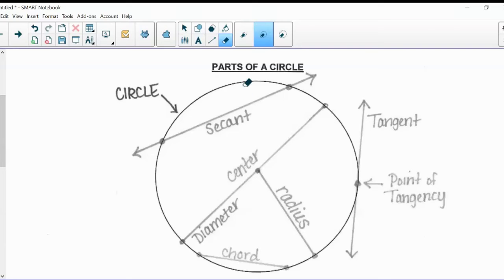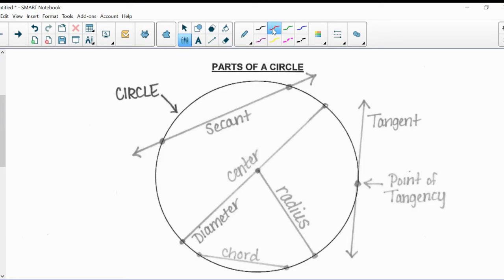See that we have all the words that were in your definition list. We'll start with the circle, which is this round figure. Obviously, I think all of you know that. We name the circle with the center point here.